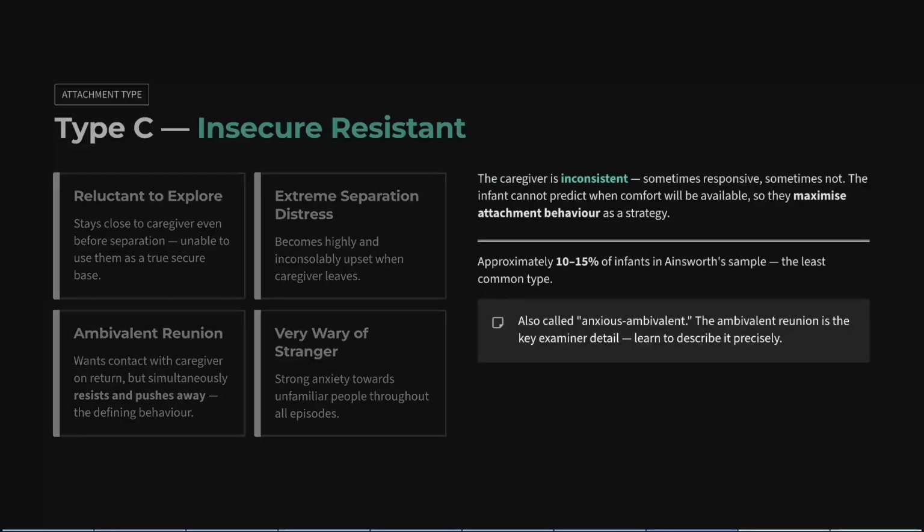So why does this happen? The caregiver of a resistant infant is inconsistent. Sometimes they're warm, sensitive and responsive, and sometimes they're preoccupied, unresponsive or intrusive. And the infant simply cannot predict which caregiver they're going to get on a given day. And this unpredictability makes it impossible to develop a settled, confident, internal working model.